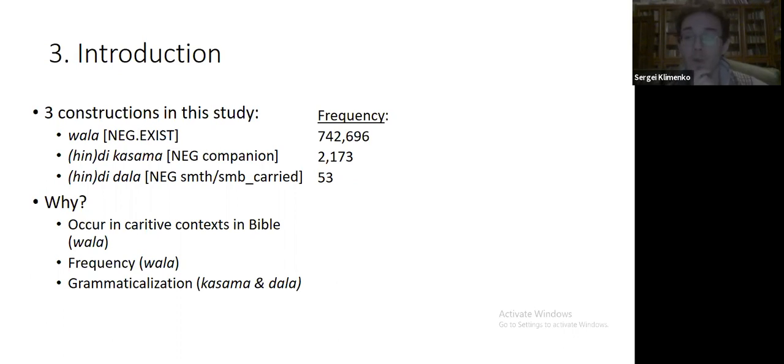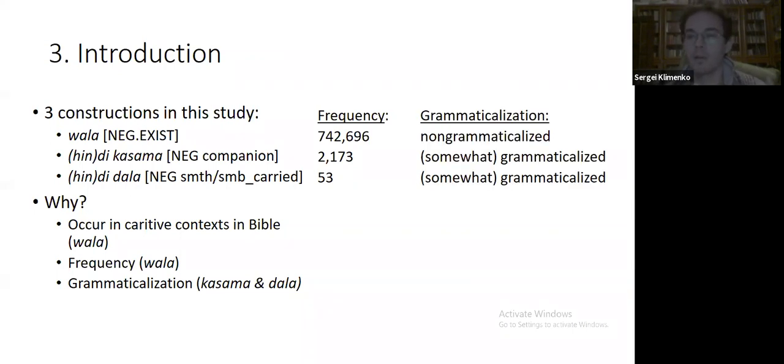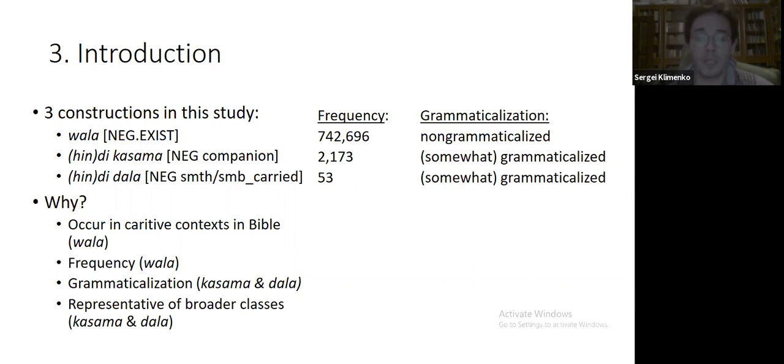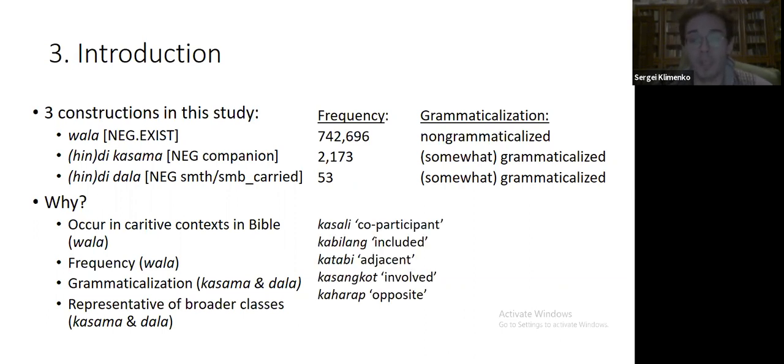As for the constructions with kasama and dala, I believe that there is some basis to claim that they are at least somewhat grammaticalized as prepositions, while wala constructions, caritive clauses with wala, are not grammaticalized, do not show any signs of grammaticalization. Then the nouns kasama and dala are actually representative of broader classes of nouns.